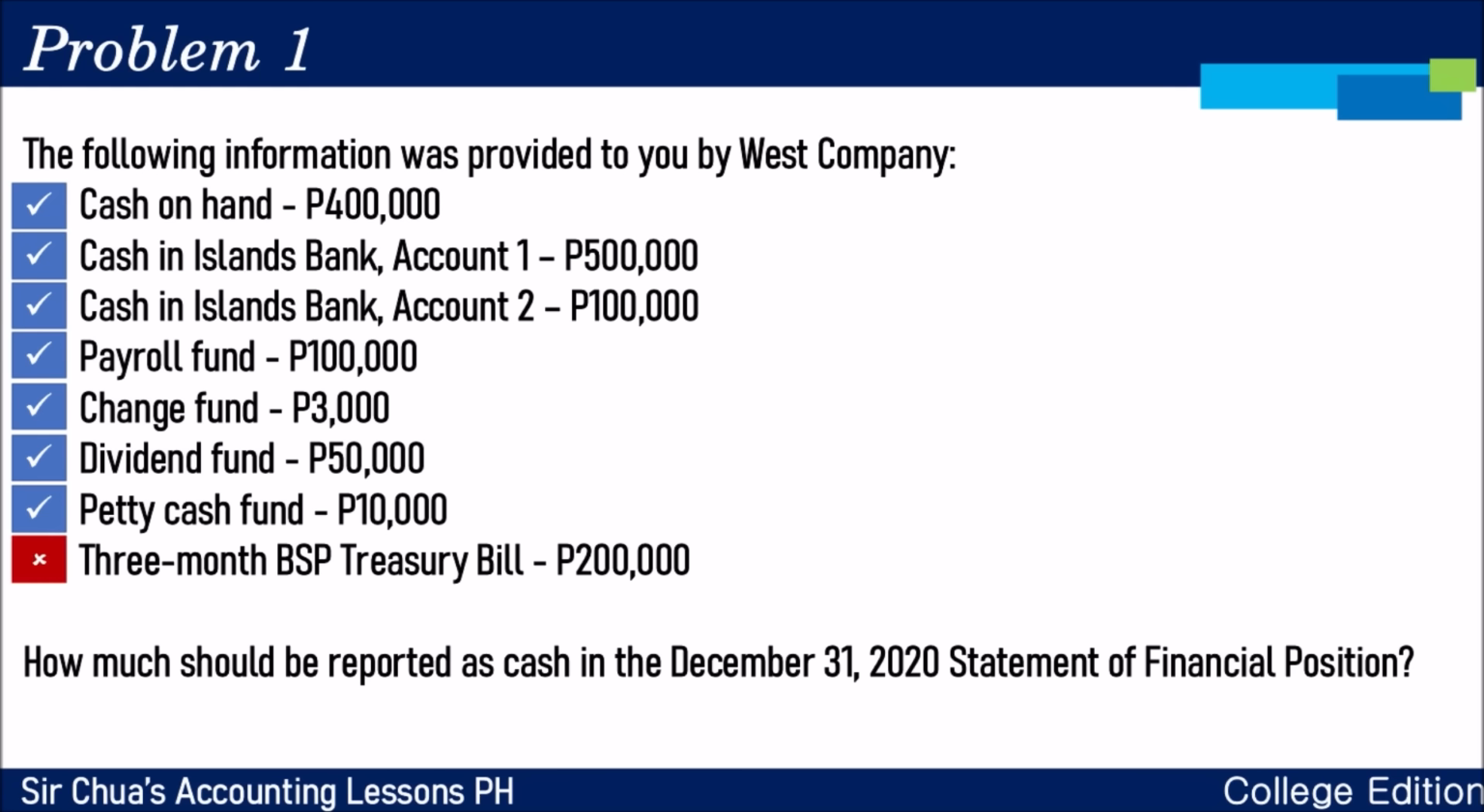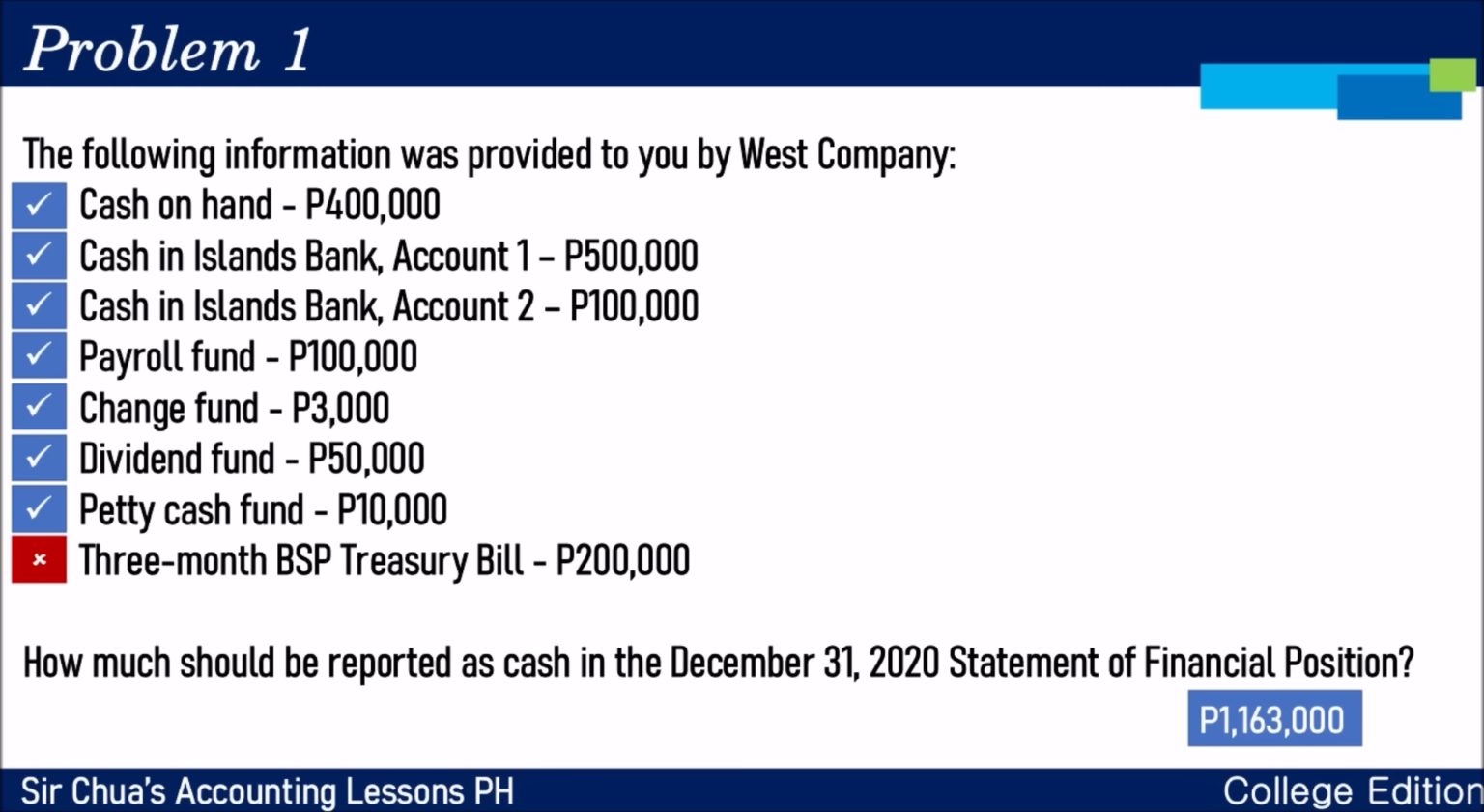That is not included. Look at the question. You are being asked only about cash. Hindi pa po tinatanong kung magkano yung cash equivalent. And remember that the 3-month BSP treasury bill of 200,000 is a cash equivalent. Since the question only asks you about the amount to be reported as cash, hindi po kasama yung 200,000. So add everything po na nakacheck, and the cash to be reported in the statement of financial position is 1,163,000. Pero pag ang tanong na po sa inyo is how much should be reported as cash and cash equivalents, that's the time you add the 200,000.